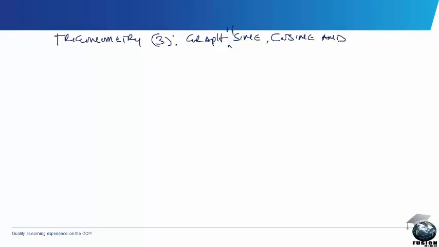Welcome back. Our topic today is captioned trigonometry. Here I'll be talking about the graph of sine, cosine, and tangent. I'll try my best to make them look as neat as possible, but I don't think I can get them perfectly with my notepad.